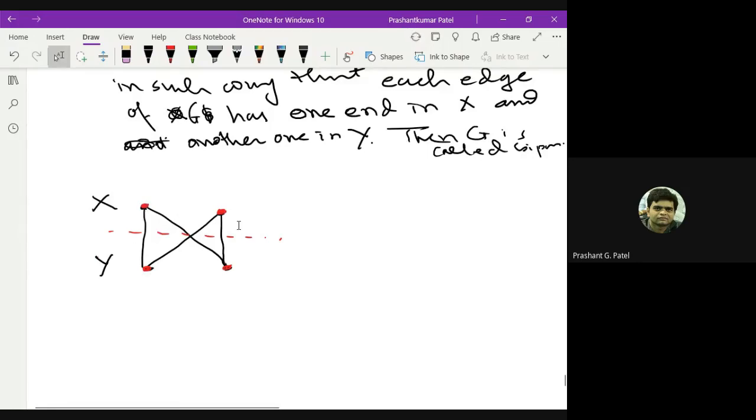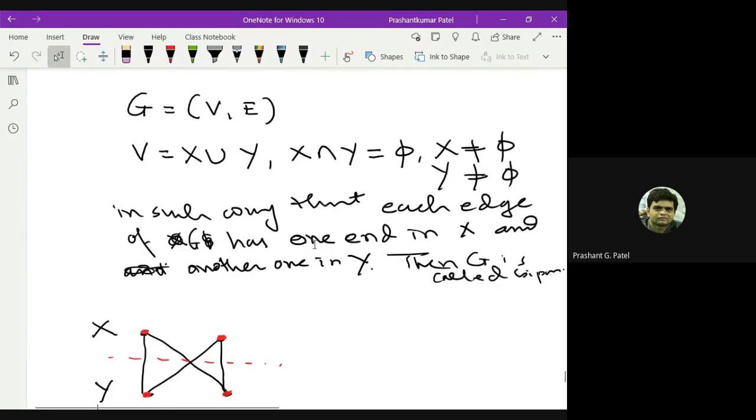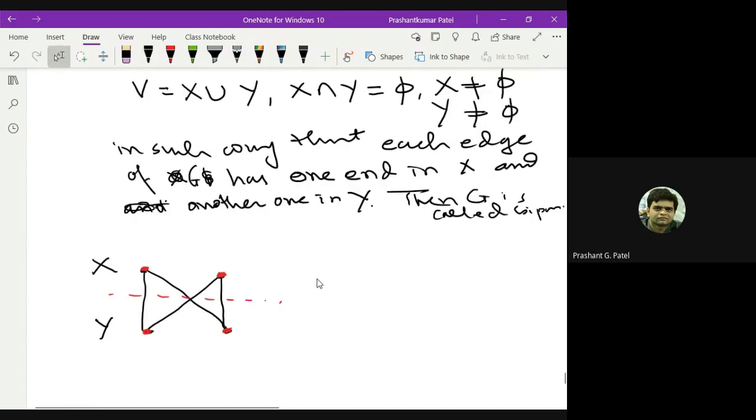Every edge, as per this, has one end in X. So if you consider any edge in this graph, let's say this edge, it has one end in X, another one in Y. So it has to be true for every edge. So it is known as a bipartite graph. Okay, so this is an example of a bipartite graph. This is also an example of a bipartite graph. This cycle is also an example of a bipartite graph.